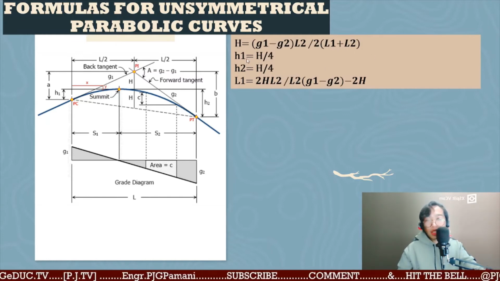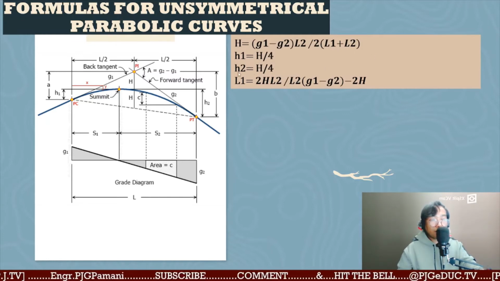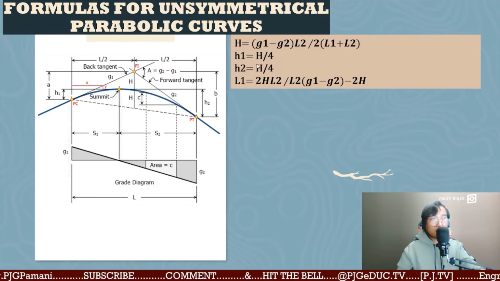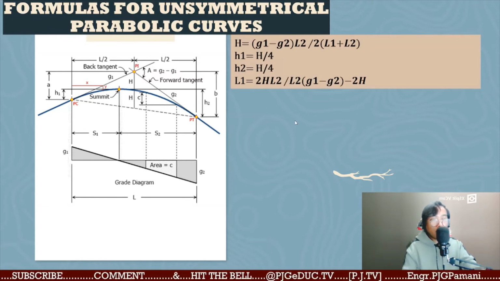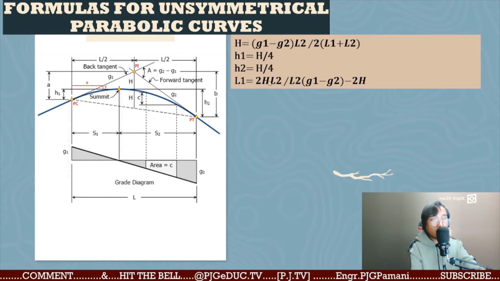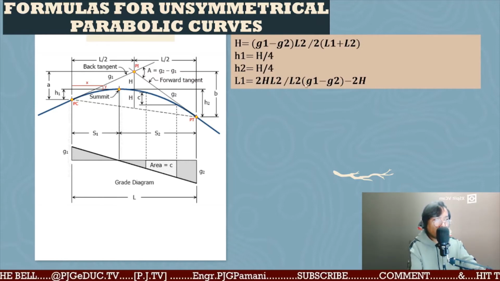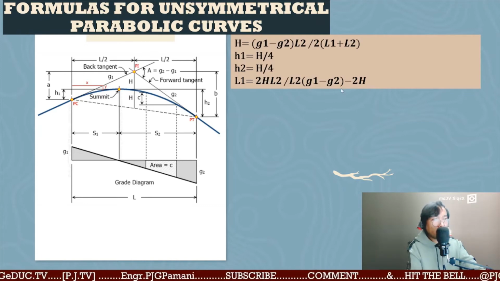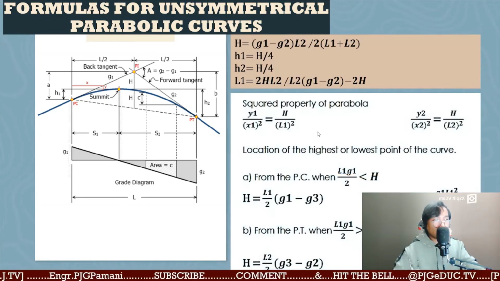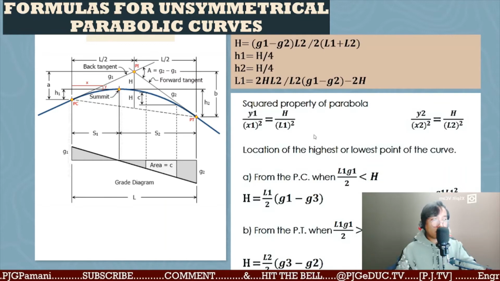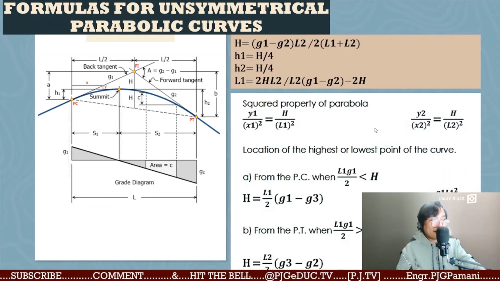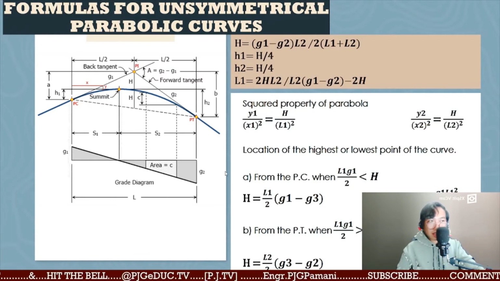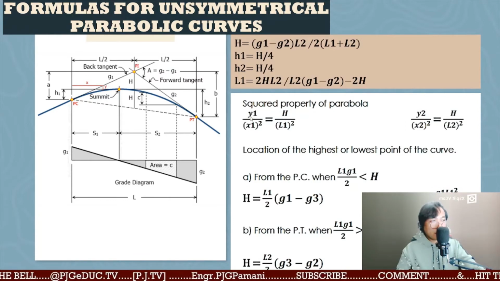Computing for H1 is basically H over 4. H2 is also H over 4. Then L1 is again 2H L2. It is 2H L squared all over L2 G1 minus G2 minus 2H. And the squared property of a parabola. Ito naman at any point along the left and the right side of the curve. Subscript 1 yan at saka subscript 2.